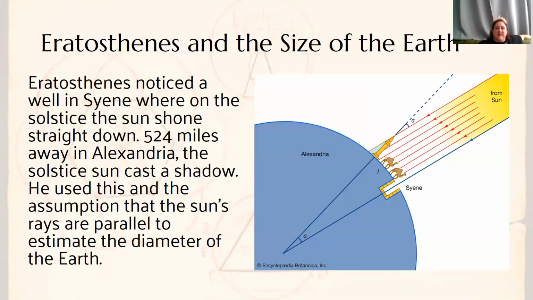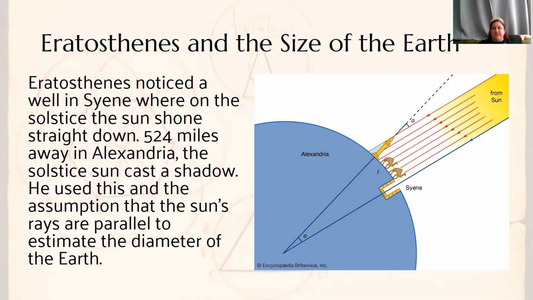So here's how Eratosthenes discovered the size of the Earth. There was a well in Syene in Egypt. It's now Aswan. And on the summer solstice, the sun would shine straight down this well. So he knew that the sun at that time was right over Syene. And then about 500 miles away in Alexandria, he saw that on the summer solstice, the sun cast a shadow. It didn't go straight up and down. It cast a shadow.